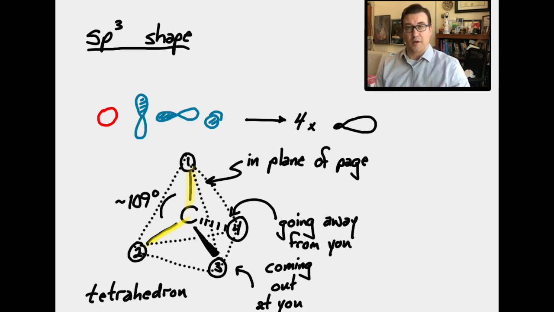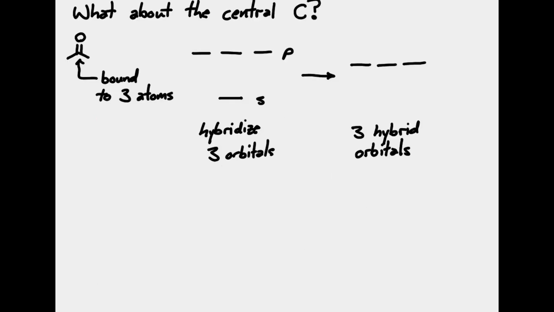And we call this overall orientation a tetrahedron, or a tetrahedral geometry. So what about that central carbon, the one that is bound to oxygen as a double bond? Well, it's only bound to 3 other atoms, so we're not going to have 4 orbitals to bond with. We're going to instead use 3, and so we're going to hybridize 3 of these orbitals.